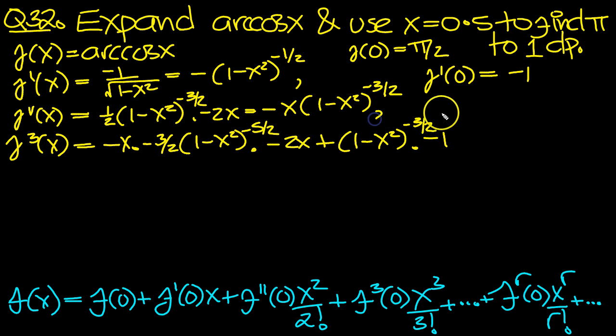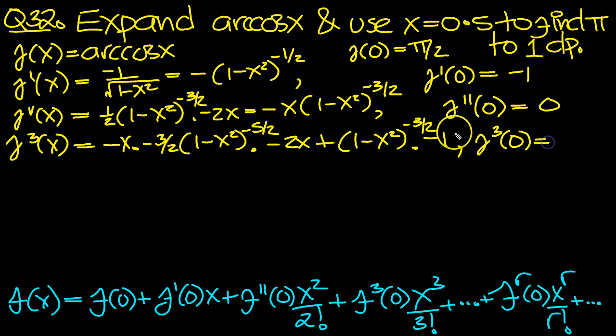f double dash at 0 equals, here we've got a 0, so that will be a 0 in the product, so the whole thing's 0. f3 of 0. Here, this term is 0, isn't it, because it involves x's. And this here, we've got 1 to a power times minus 1, which is minus 1.